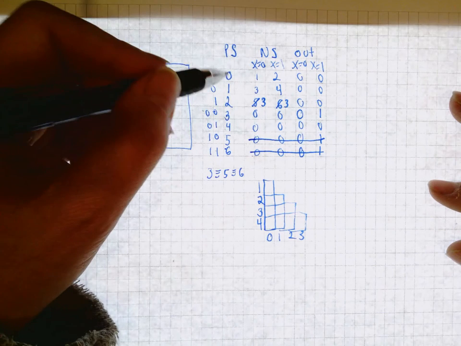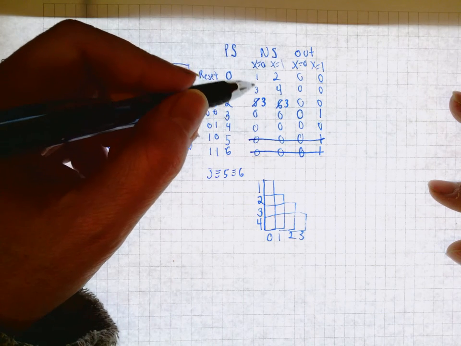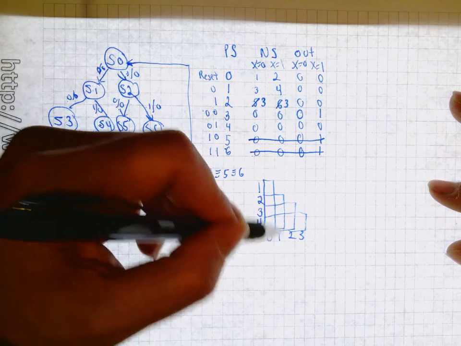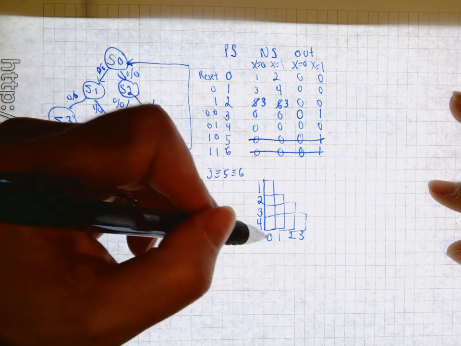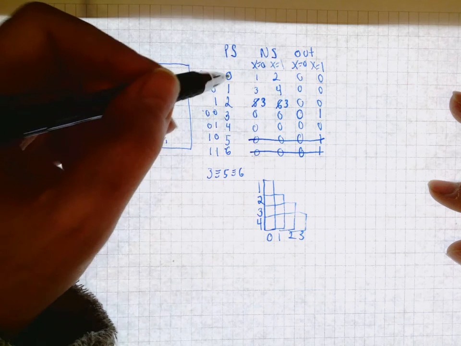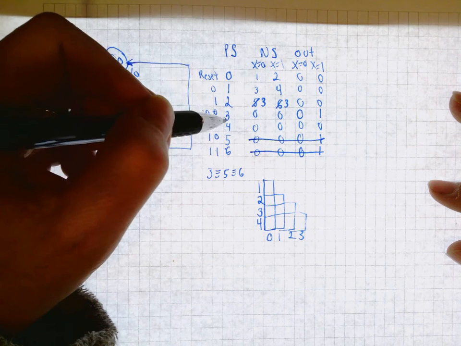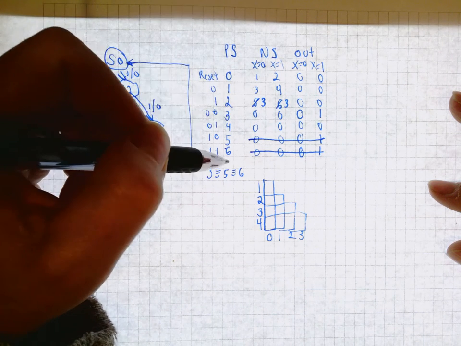0 and 1 is true if 1 is equal to 3. We don't know about 1 and 3, so let's look at 1 and 3. 1 is equal to 3 if 0 is equal to 3. We don't know about 0 and 3, so let's look at 0 and 3. 0 and 3 is true if 1 is equal to 0.